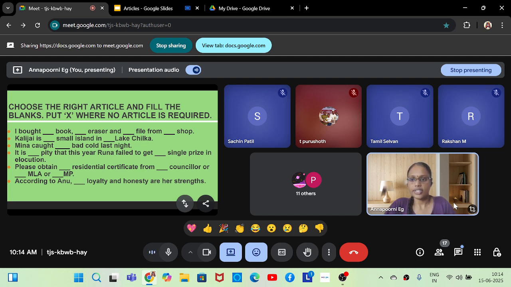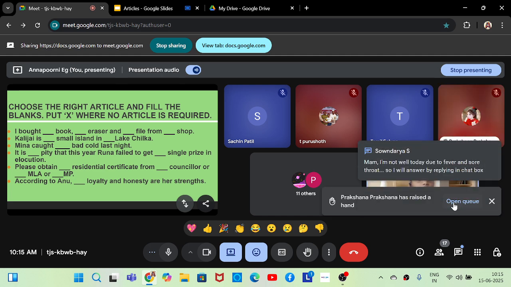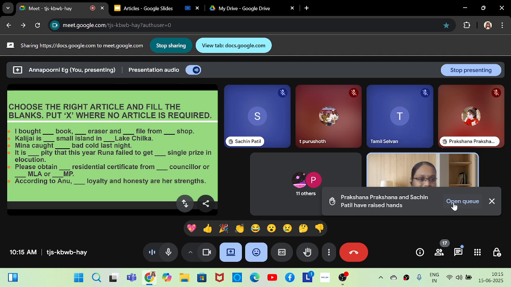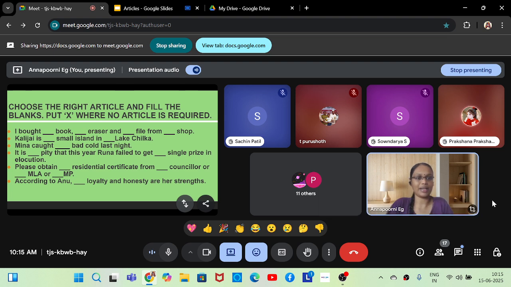Good. So the first question is, I bought dash book, dash eraser, and dash file from dash shop. Okay, Soundarya, no problem. But Soundarya, please raise your hand and then answer. Okay. I hope you understand why. I bought a book. Wait. I will call in the order, please. Actually, Sachin Patil raised her hand first, so I will give the chance to her. Second question, I will give it to Prakshana.